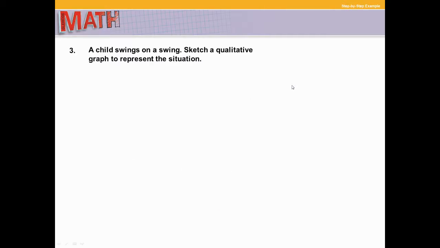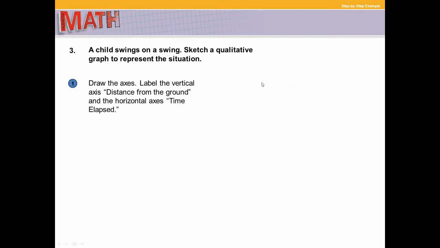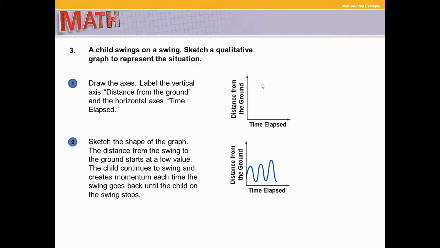A child swings on a swing. Sketch a qualitative graph to represent the situation. So here we are again. And the swing goes back and forth. And here's what we want to put on this one: distance from the ground and time elapsed. So it should look something like that. Again, it's like the tennis ball, except on this one, the child gets higher and higher. Distance from the ground is going to be the same because your feet come back. So that should make sense.